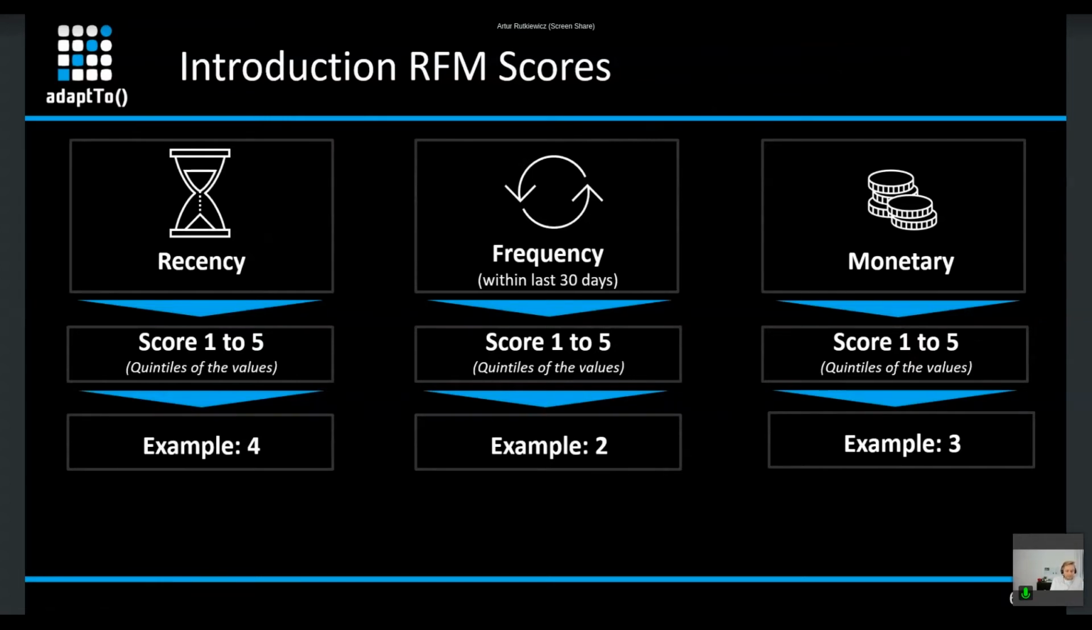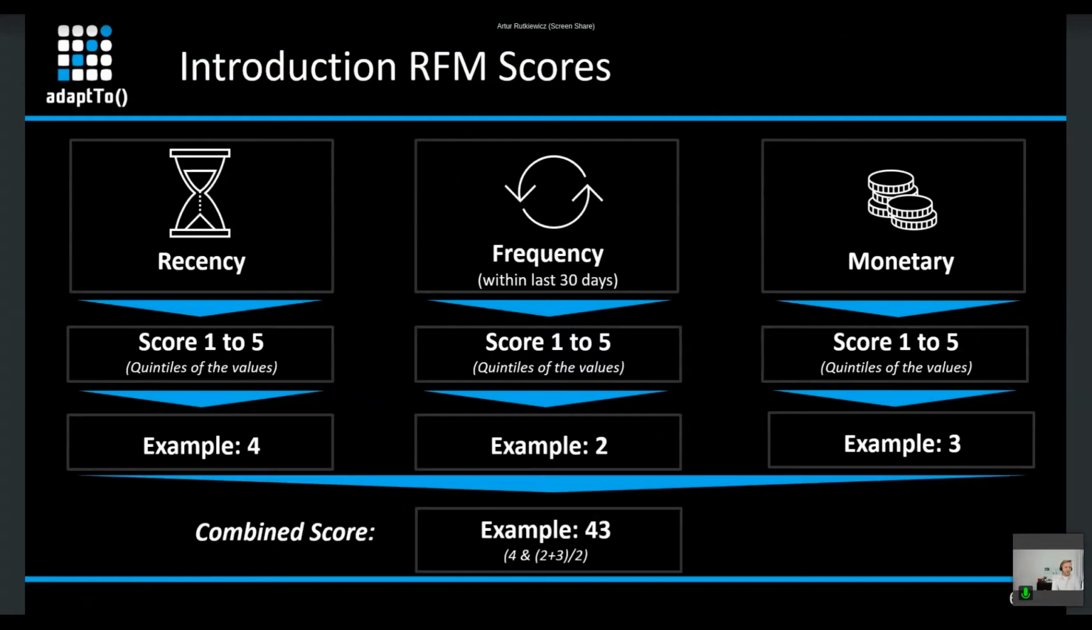But if you look at all possible combinations, you will have up to 125 scores, which is a bit too much for our simple use case. So we are doing what is called a combined score, which is a combination of frequency and monetary. So the 4 here is taken from recency, and for frequency and monetary, I'm calculating 2 plus 3, which is 5, divided by 2 would be 2.5, but we're only taking the whole number, so the 4-2, which is a quite good score.